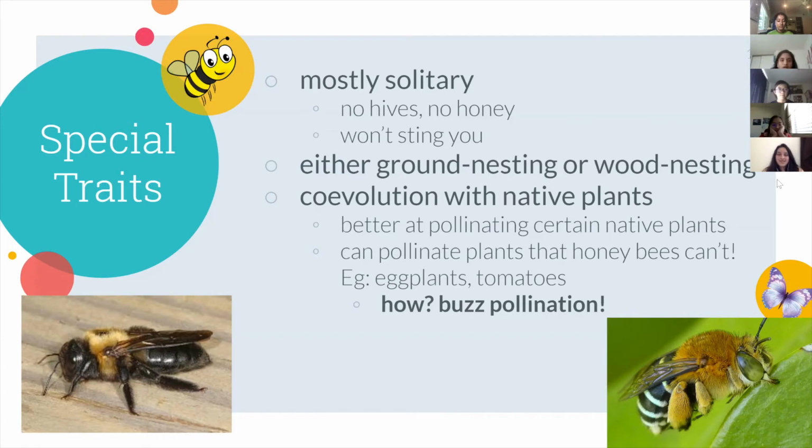They're either ground nesting or wood nesting, meaning that they either live in holes they make in the ground or they live in holes they make in wood. So they also have coevolution with native plants.